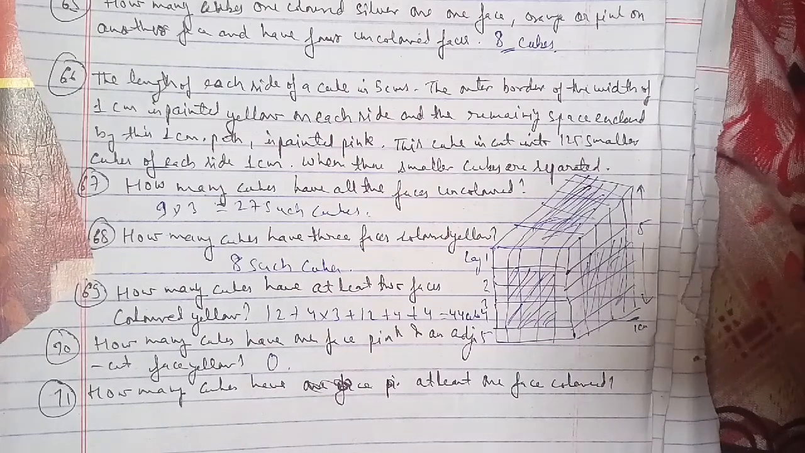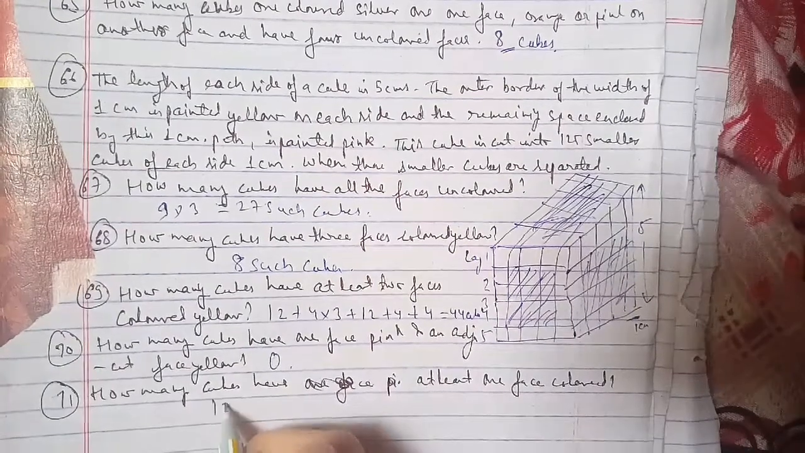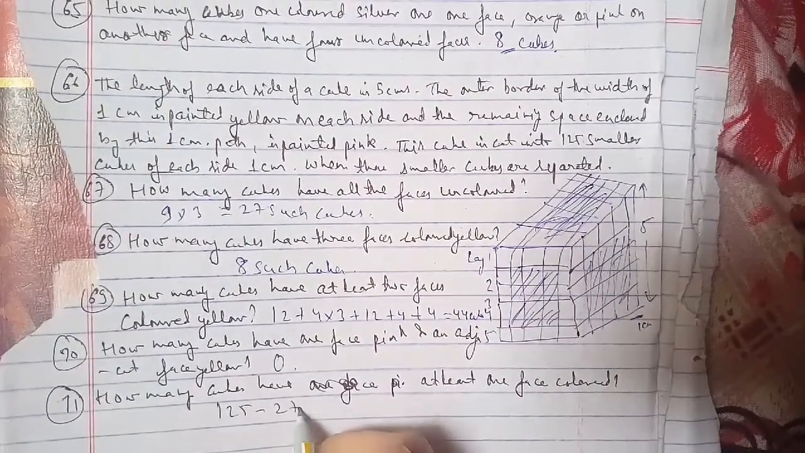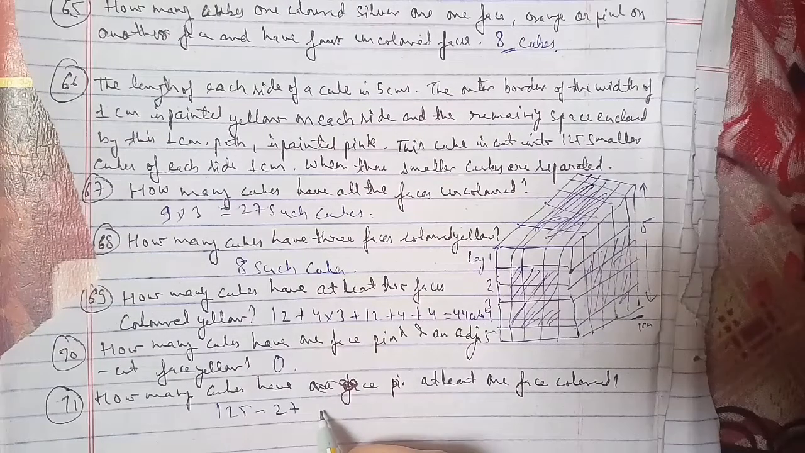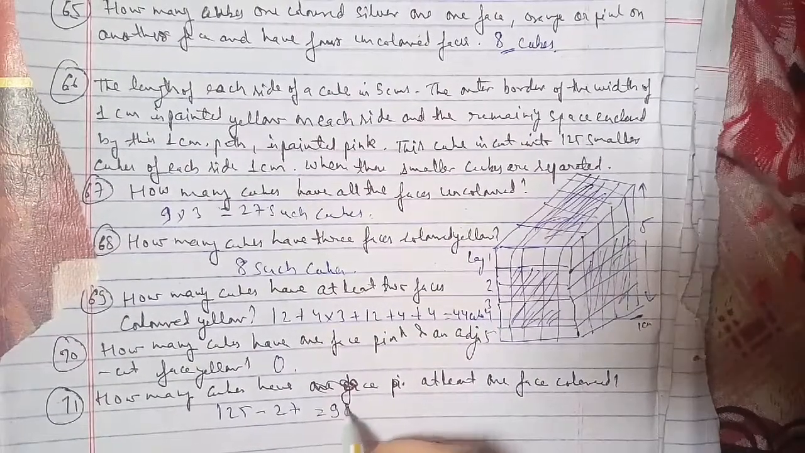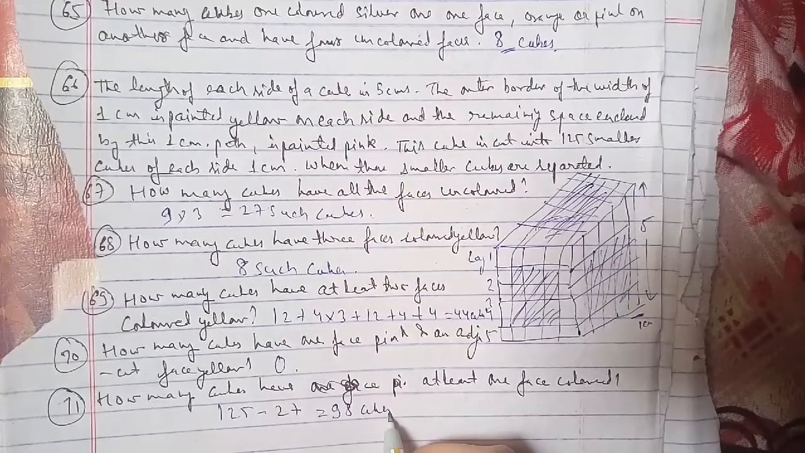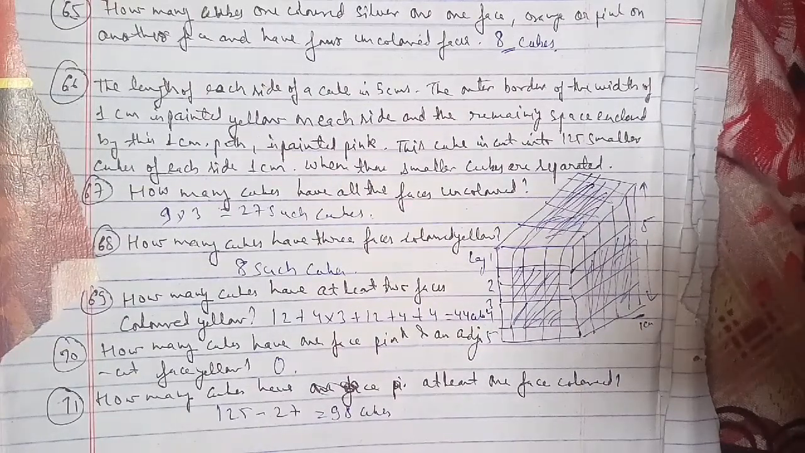So for the same, we have 125 cubes in all, and out of these, 27 cubes have all faces uncolored. Thus there are 125 minus 27, which equals 98 cubes having at least one face colored, and that will be the right answer for this question as well. We'll go ahead with another important question that we have to talk about, which is as follows.